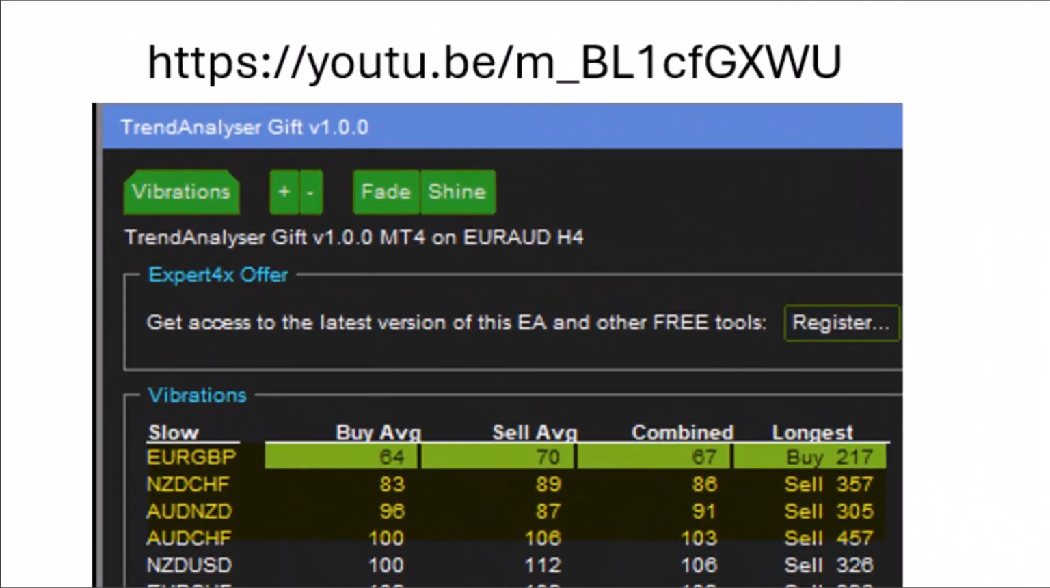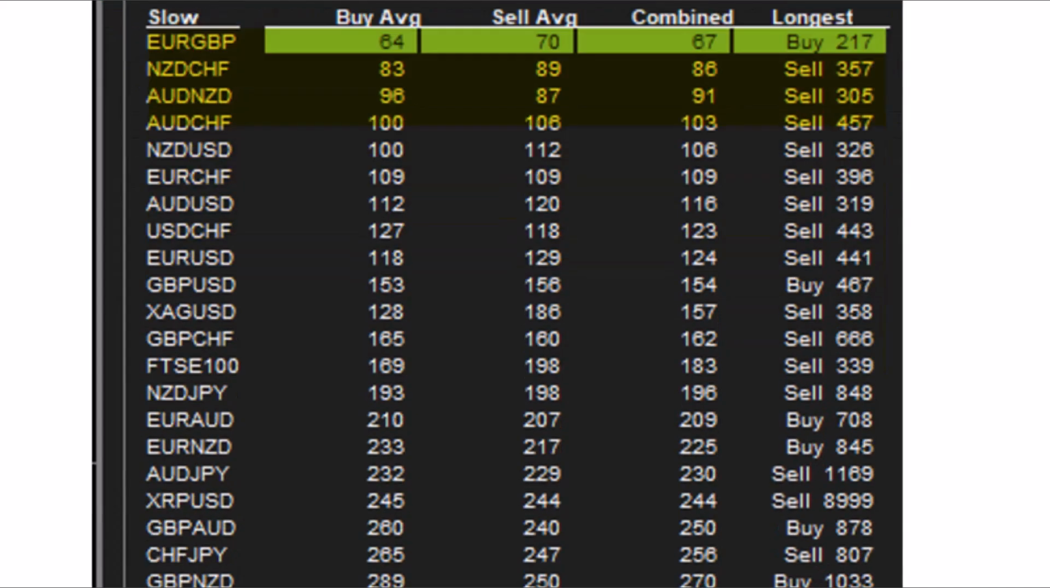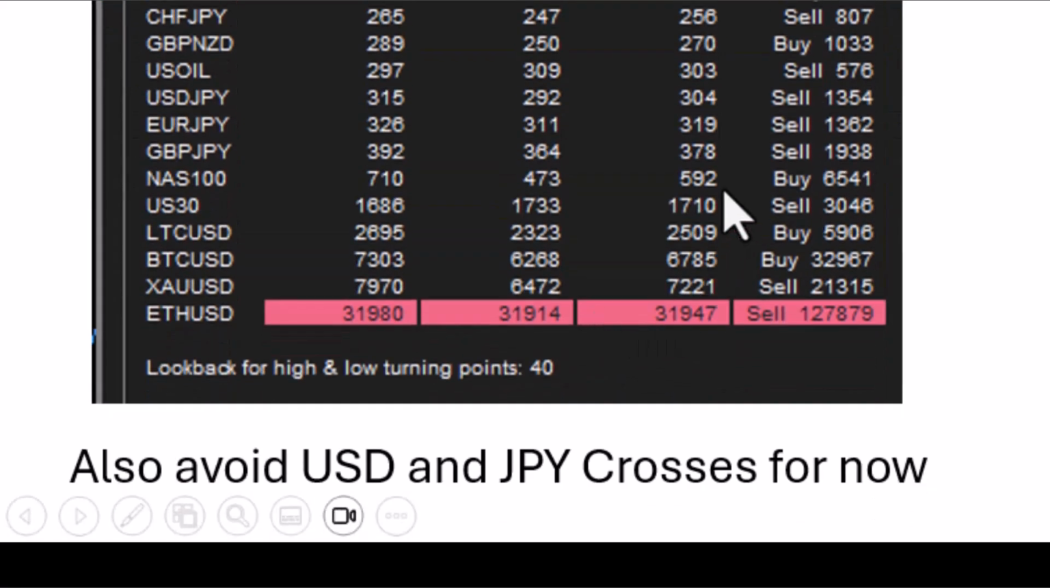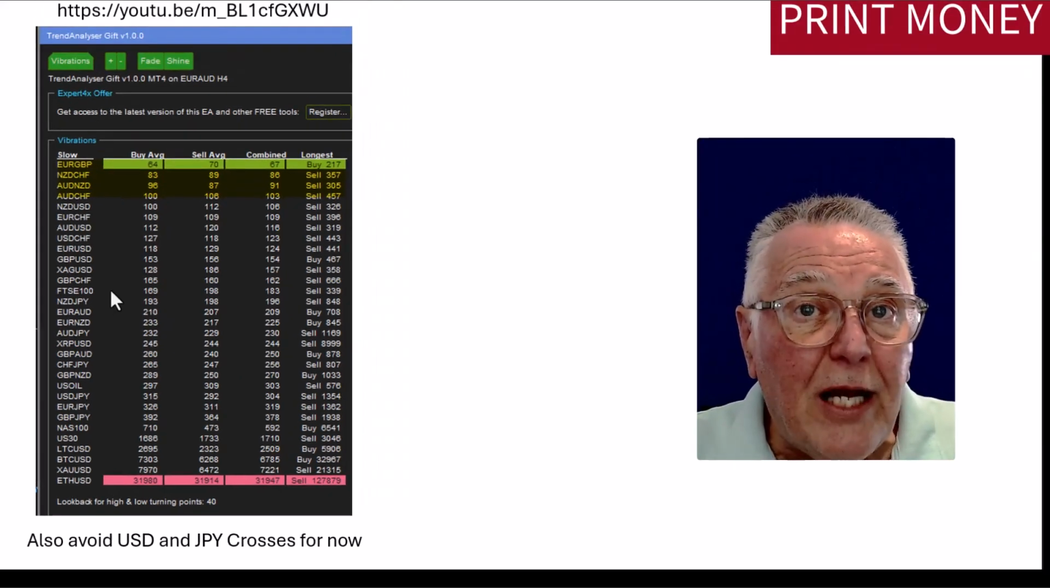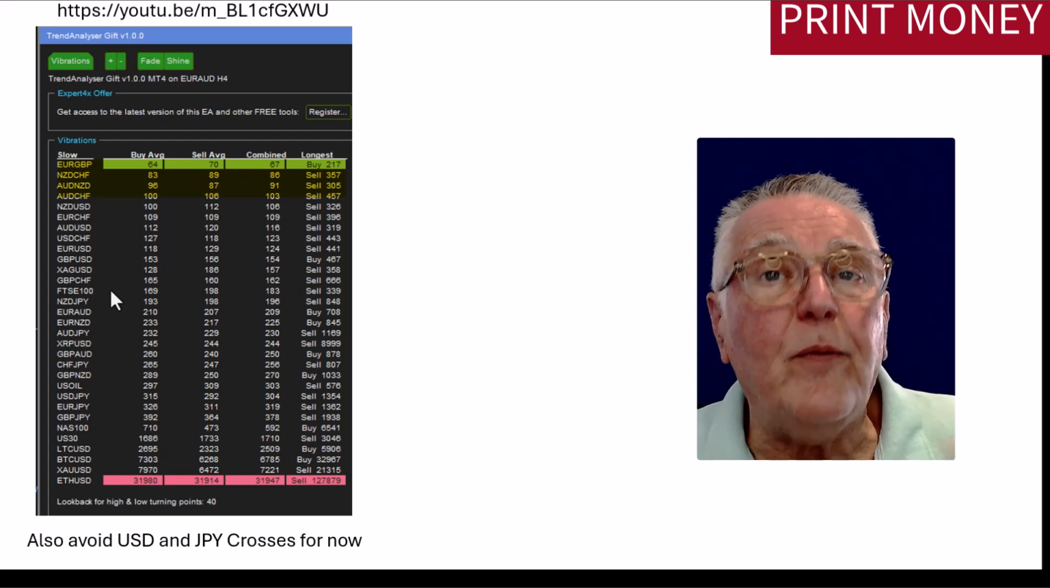And here are some of the currencies that we'll be looking at: the euro pound, definitely the New Zealand franc, the Aussie New Zealand. And we're only going to be looking at those 3, but you can see how small their trends are compared to some of the trends down here that are absolutely ginormous. So we're going to cut our teeth on the easy bits, and in fact they're not easy, they're actually essential ones. You need to trade sideways techniques on sideways currencies.